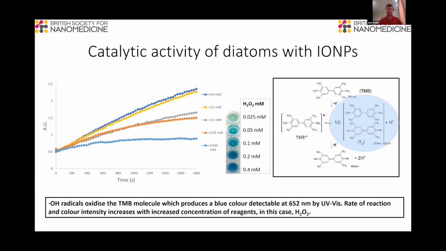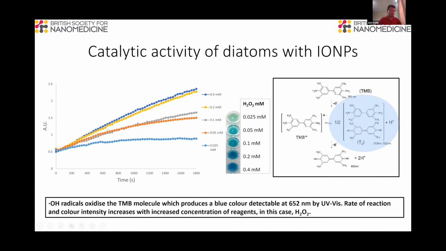So we were able to characterize the catalytic activity of our systems using a colorimetric substrate called TMB. So in the presence of the free radicals, TMB is oxidized to this charged substrate here. It produces a nice blue color, which is detectable at 652 nanometers by UV-vis.